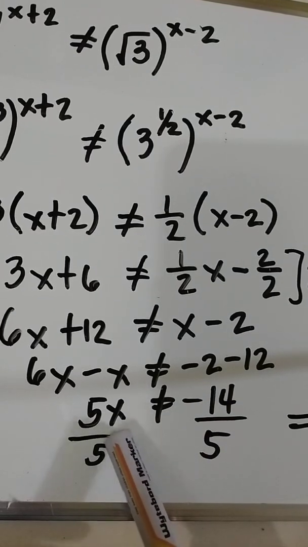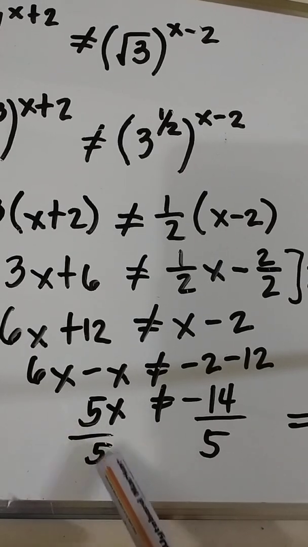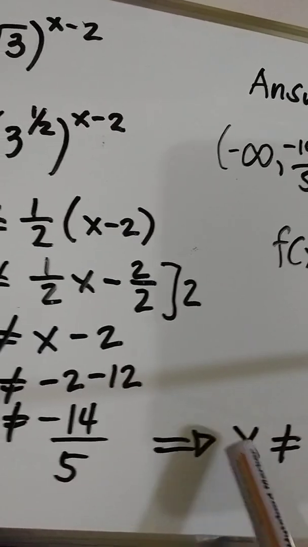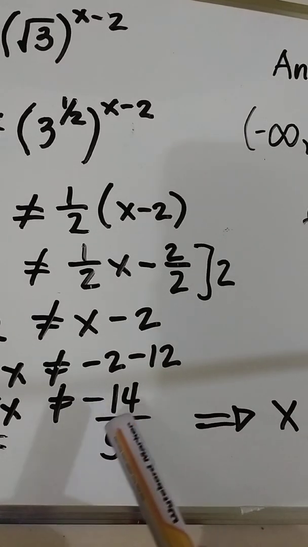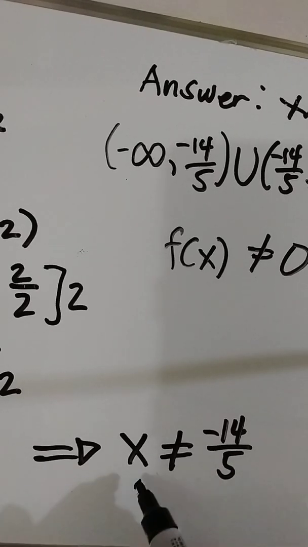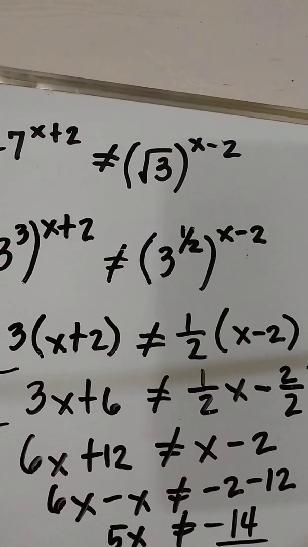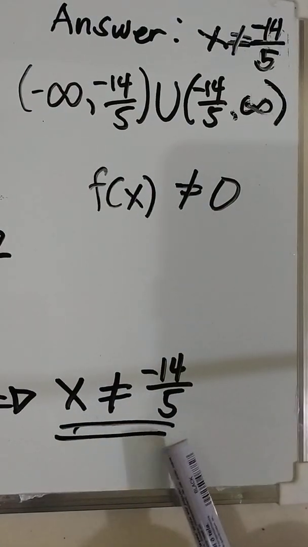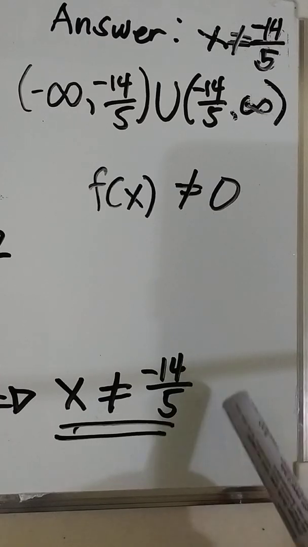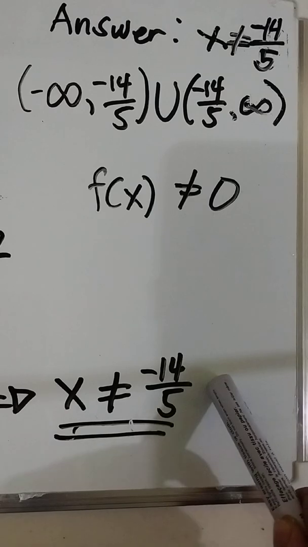To solve for x, divide both sides by 5. 5x divided by 5 is x. Then negative 14 divided by 5 is negative 14 over 5. So our answer is x is not equal to negative 14 over 5. It means that the solution for this inequality is all real numbers except negative 14 over 5, because x is not equal to negative 14 over 5.